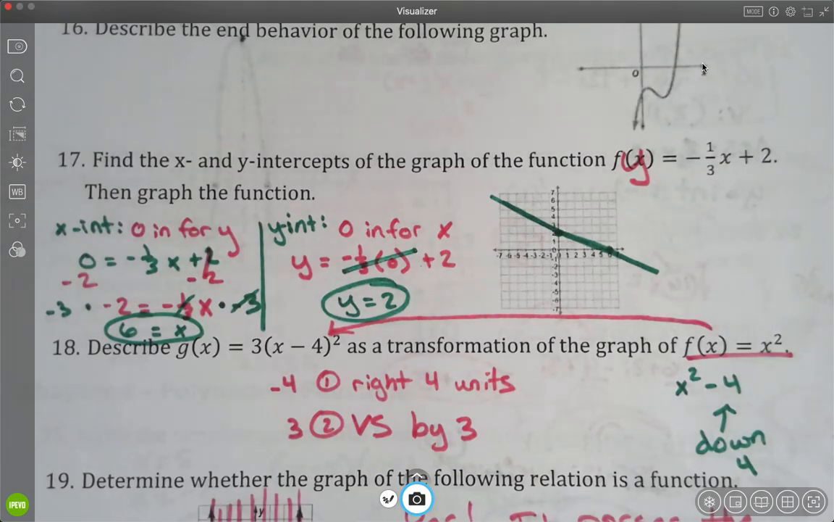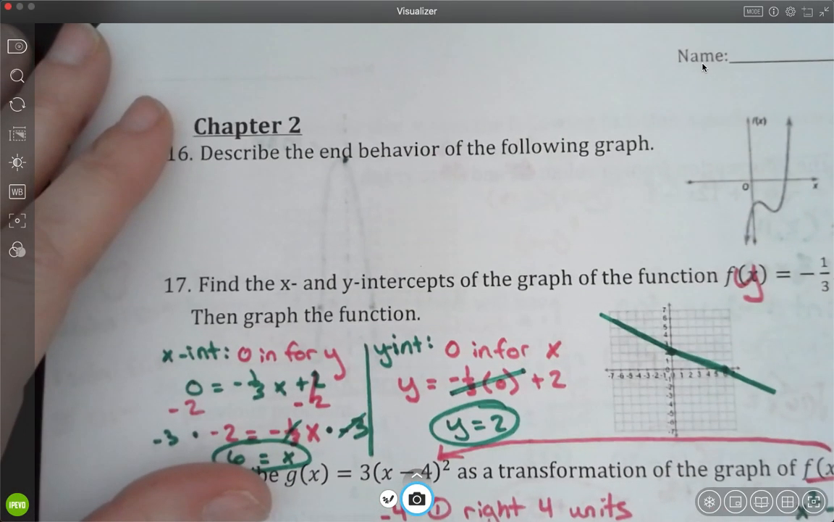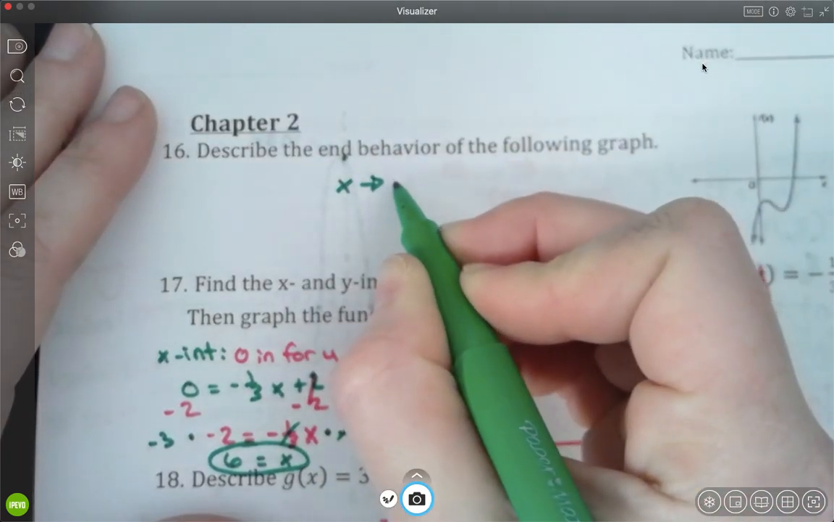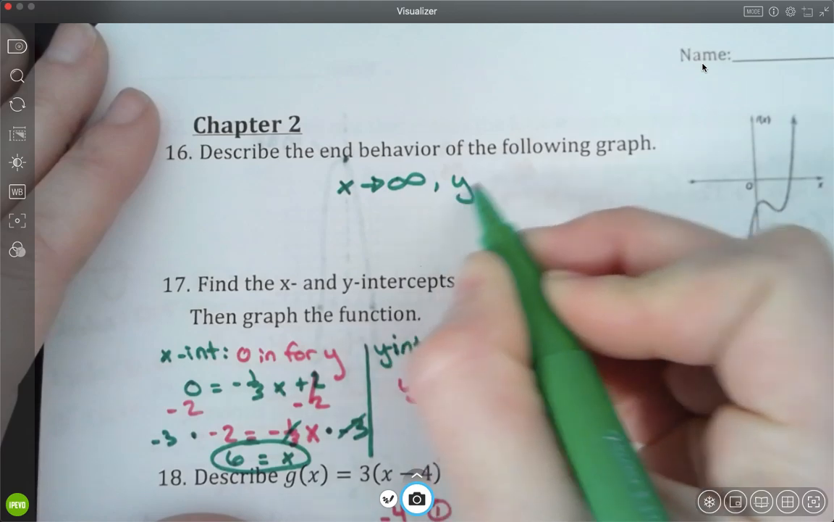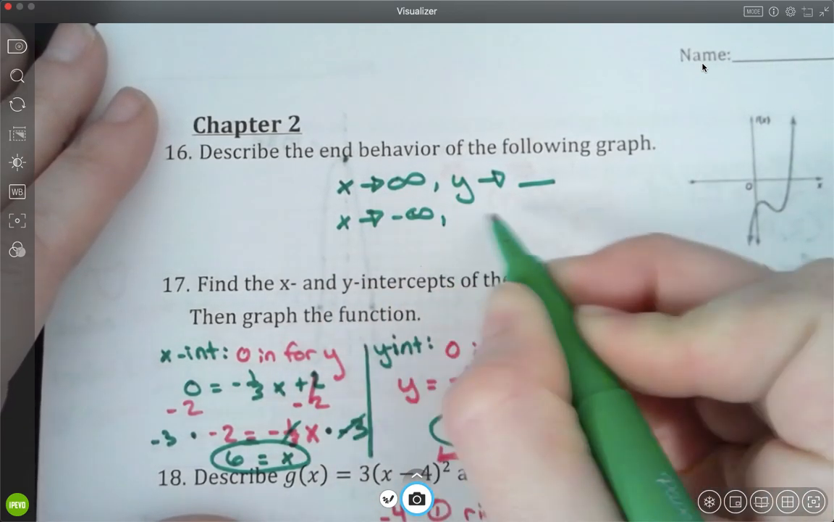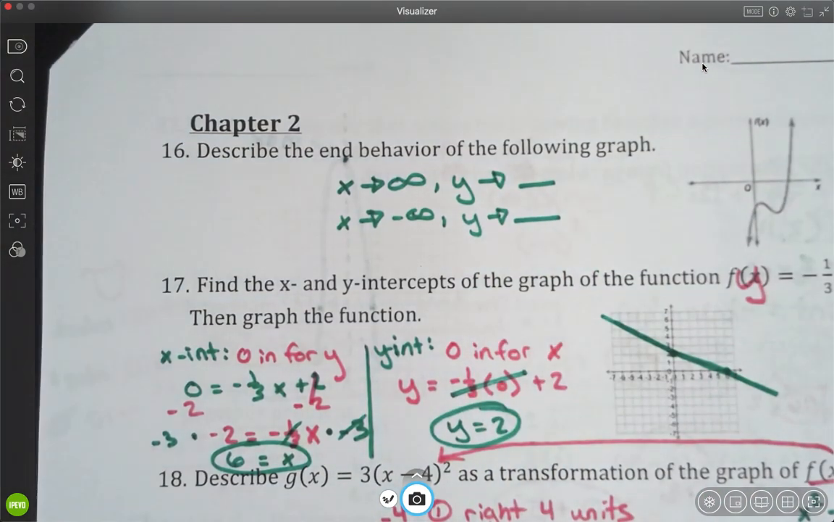All right, so 16, describe the end behavior. How do you do end behavior? As x goes to infinity, y goes to... as x goes to -infinity, y goes to... Yep. So you're basically filling this thing in right here. y goes to infinity. Okay, just wait.